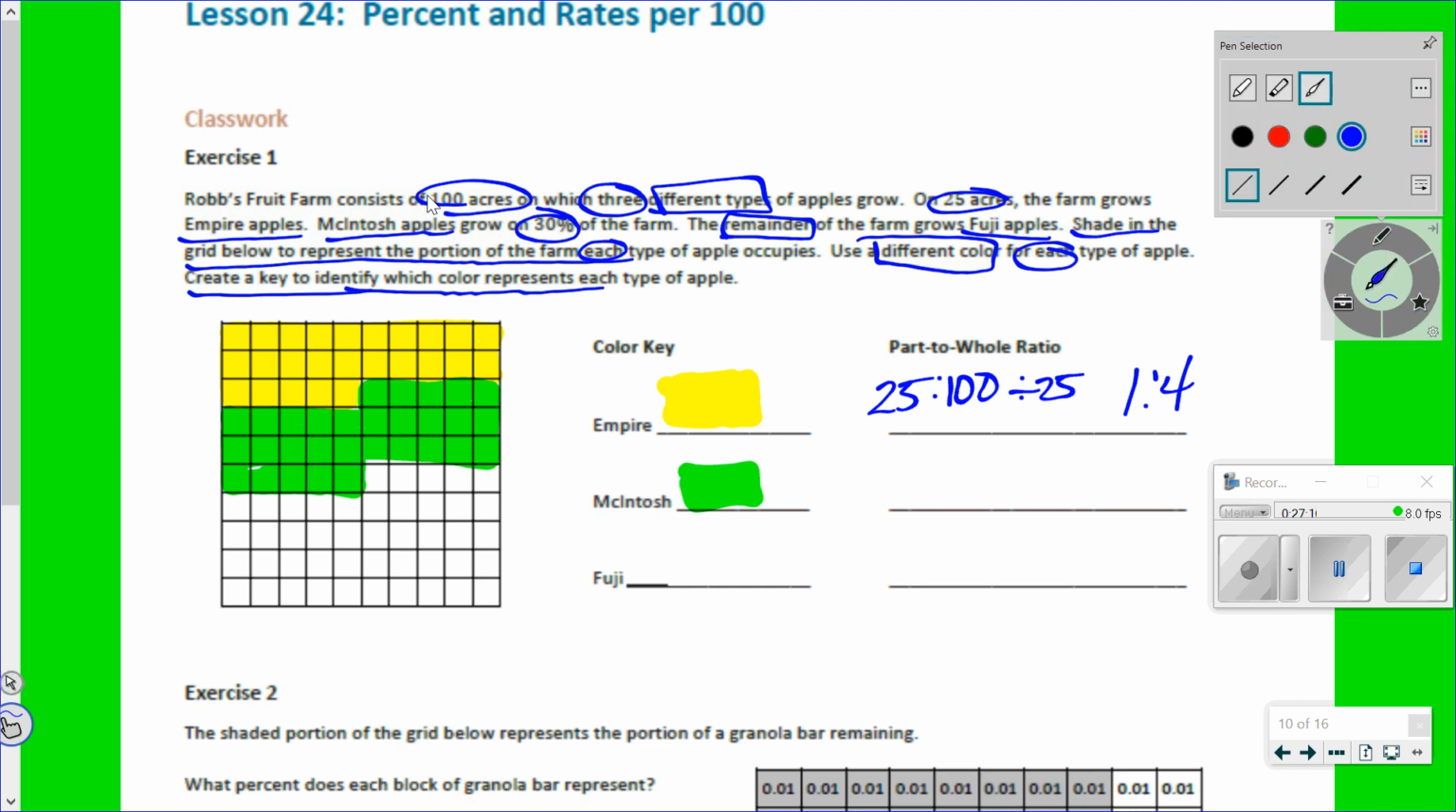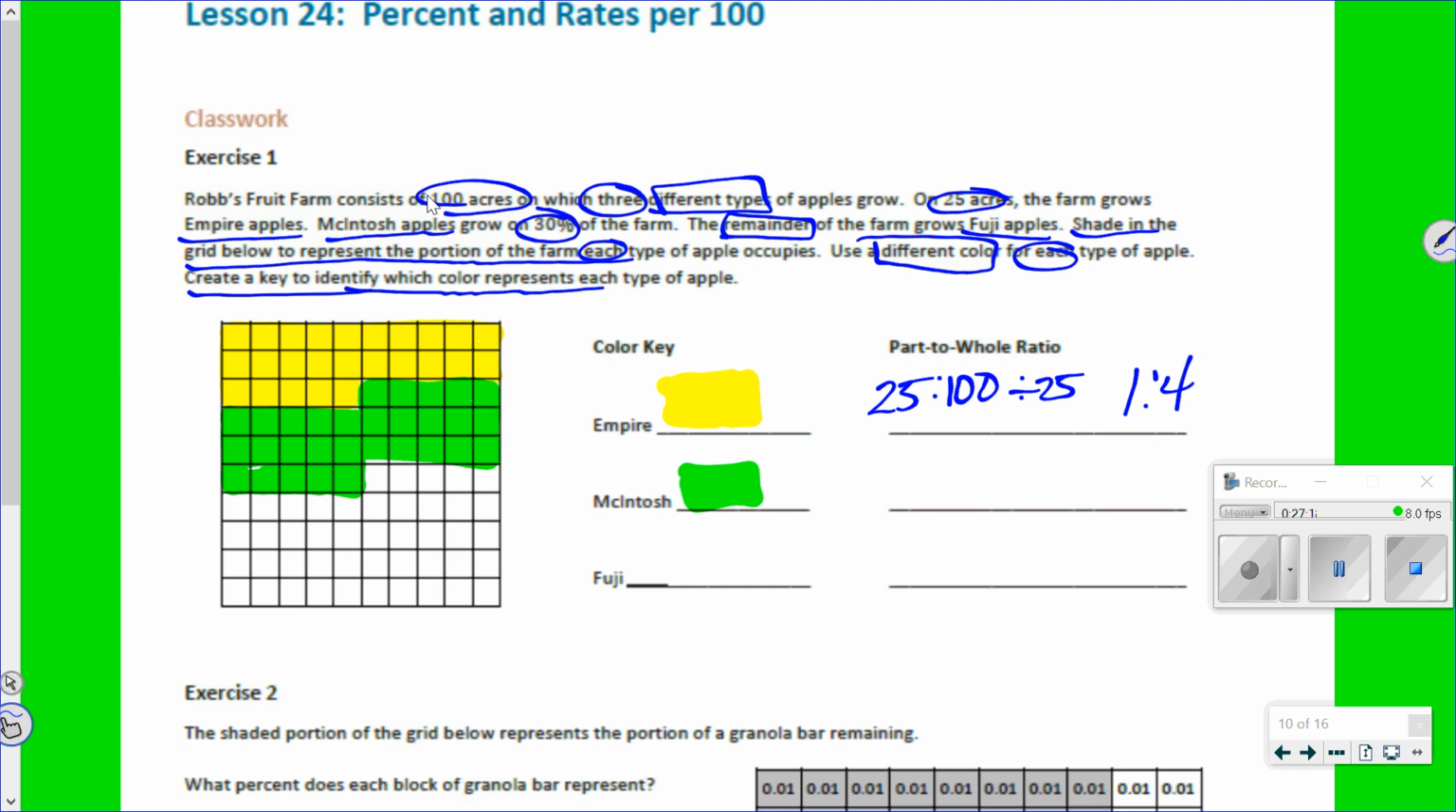Am I way faster than you guys are on the coloring? You guys are doing okay? So what is our part to whole ratio for the Macintosh apples? 30 to 100. And divide both of those by 10. Gives me a 3 to 10. If you did 2, that's awesome. Then you'd be able to do 5. You can do it in 2 steps, or you just recognize they both end in a 0, so I know to divide them by 10.